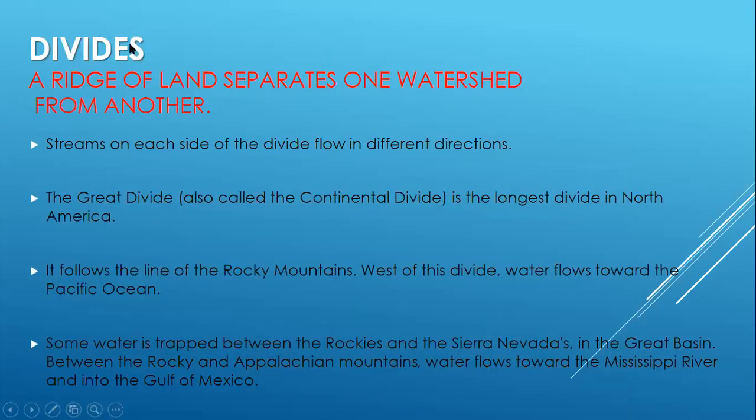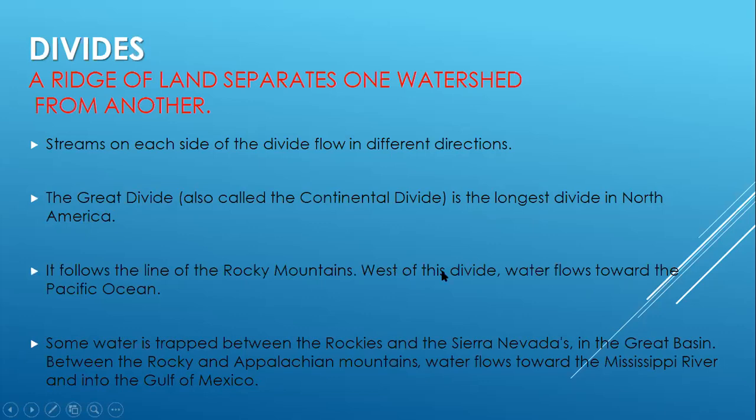The third part of the river system is called divides. Here, guys, a range of land separates one watershed from another. Sometimes a rock series or a mountain series divides two watersheds from each other. For example, here, streams on each side of the divide flow in different directions. The Great Divide, also called the Continental Divide, is the longest divide in North America. That's a big one. It follows the line of the Rocky Mountains.